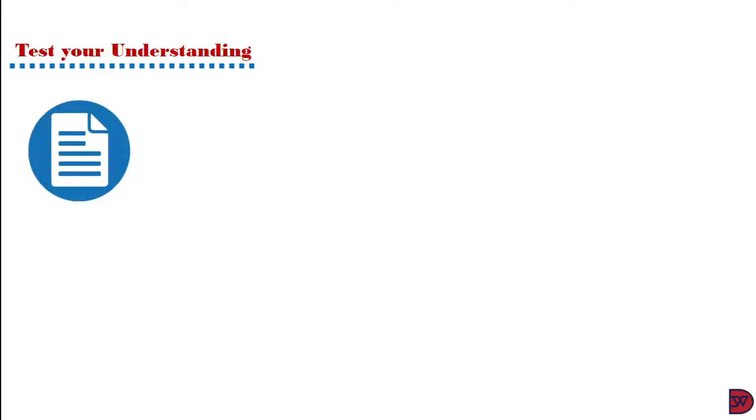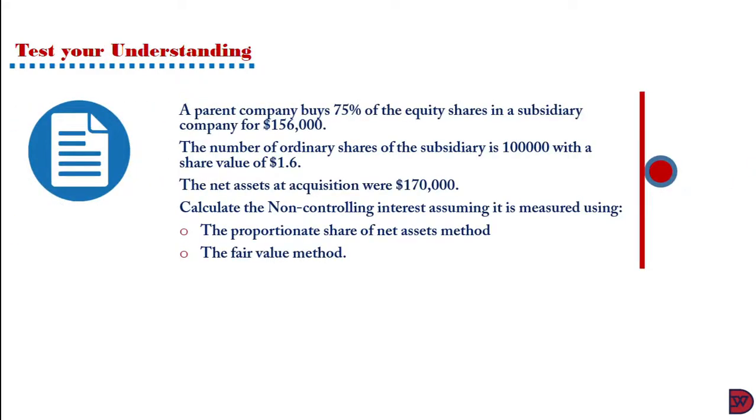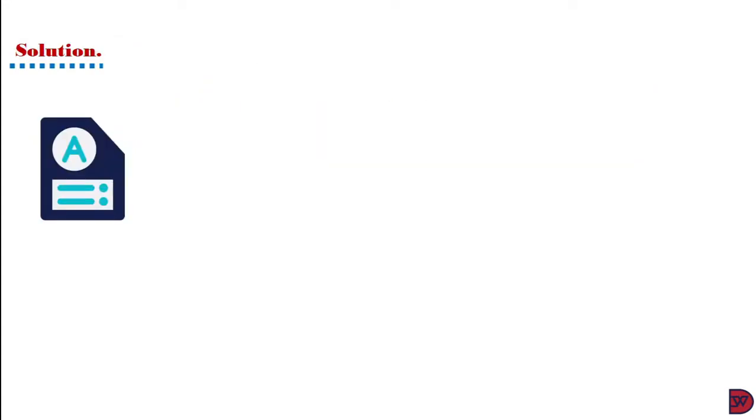Let's test our understanding. A parent company buys 75% of the equity shares in a subsidiary company for $156,000. The number of ordinary shares of the subsidiary is 100,000 with a share value of $1.6. The net assets at acquisition were $170,000. We are supposed to calculate the non-controlling interest, assuming it is measured using the proportionate share of the net assets method or the fair value method. Let's quickly look at the solution.